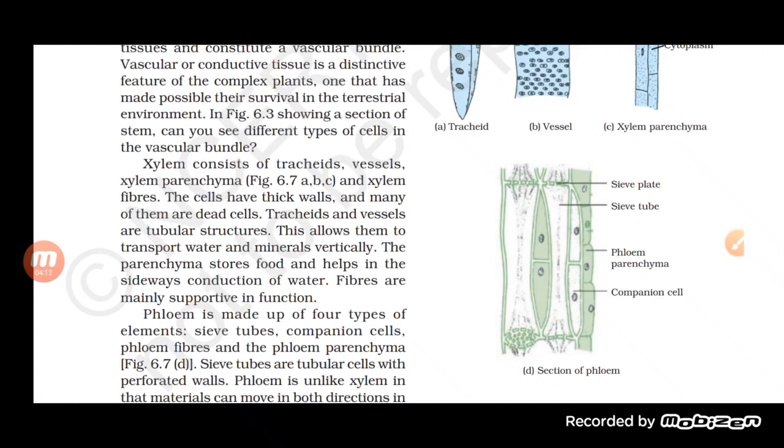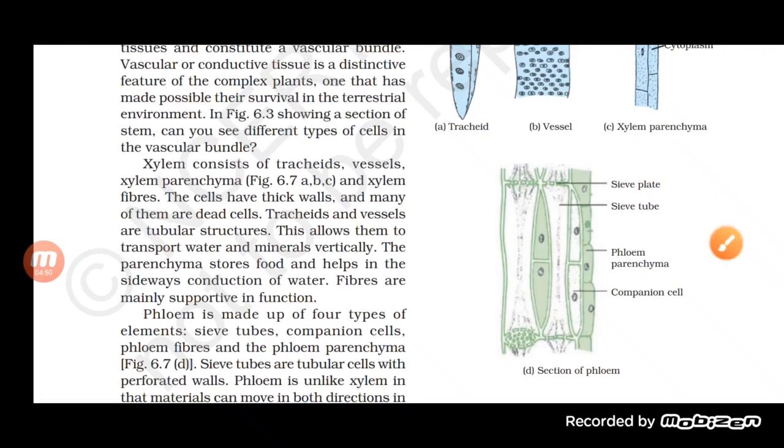Starting with the first one, the cells have thick walls and many of them are dead cells. If we talk about both elements of the xylem, we will find that the xylem is made up of cells which have thick walls, and these are basically dead cells. Tracheids and vessels are tubular structures, and they allow the transport of water and minerals from the roots to the stem to the shoot.